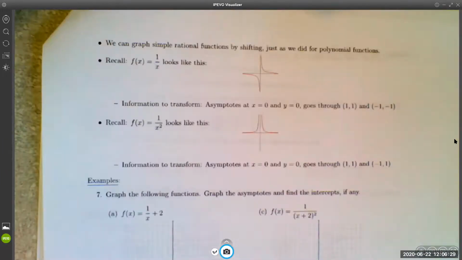Finally, let's talk about graphing these things. So graphs of rational functions you may or may not have seen in the past.